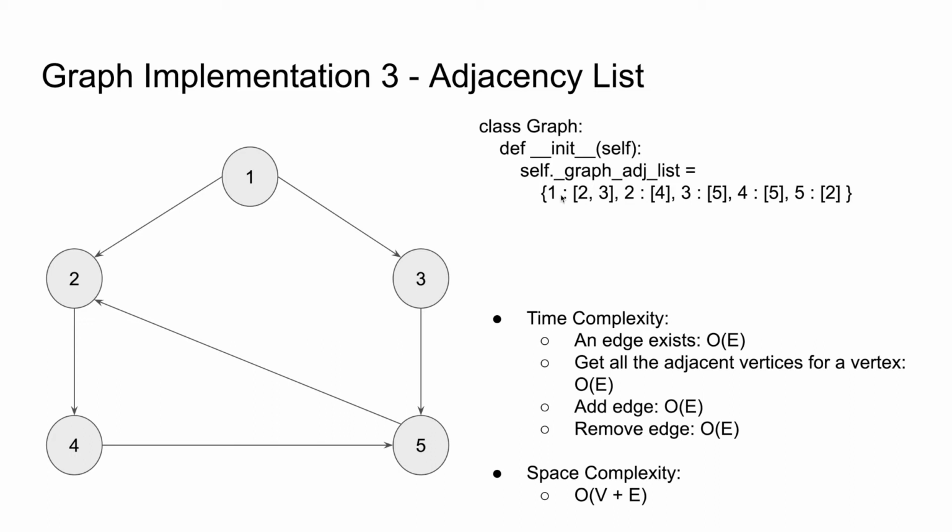Time complexity. Operation 1, an edge exists. To check whether there is an edge from node 1 to node 5, we'll have to loop through the whole list at the key 1.